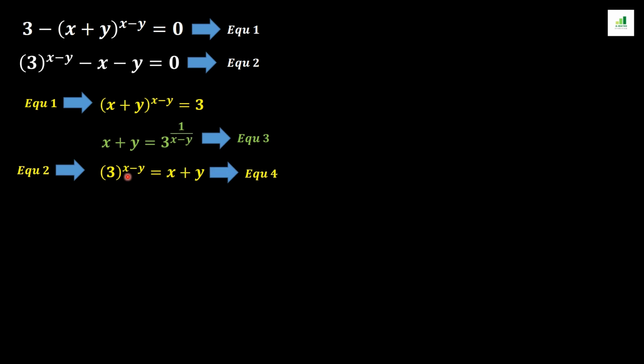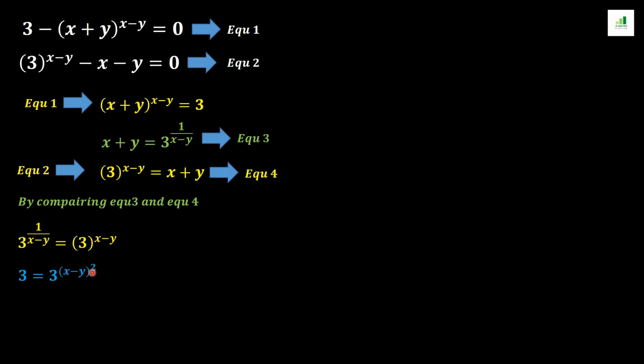I am representing this equation as equation number 4. Now in the next step, I should compare both equations, that is, set equation number 3 and equation number 4 equal, and as a result I will get 3^(1/(x − y)) = 3^(x − y). Now in the next step, I should raise both sides of the equation to the power x − y. As a result, I will get 3 = 3^((x − y)^2).